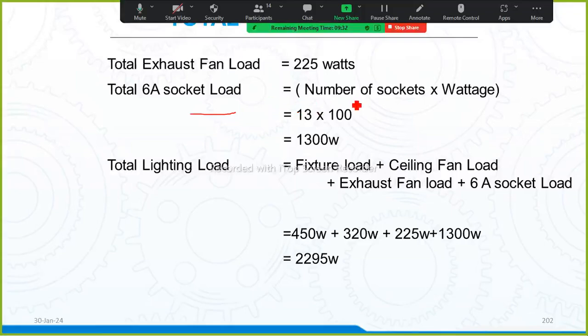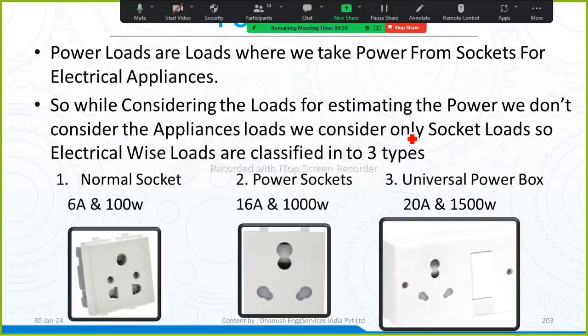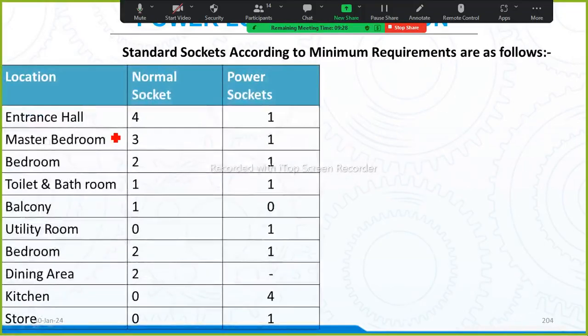Now coming to the sockets, how we define the sockets in each and every room, I already told you. Do you remember or not? Yes. Okay, normal sockets: entrance hall 4 sockets, master bedroom 3, bedroom 2, toilet and bathroom 1. So entrance hall 4, master bedroom 3, 4 plus 3 is 7, and toilet 1, toilet 2 is 4.